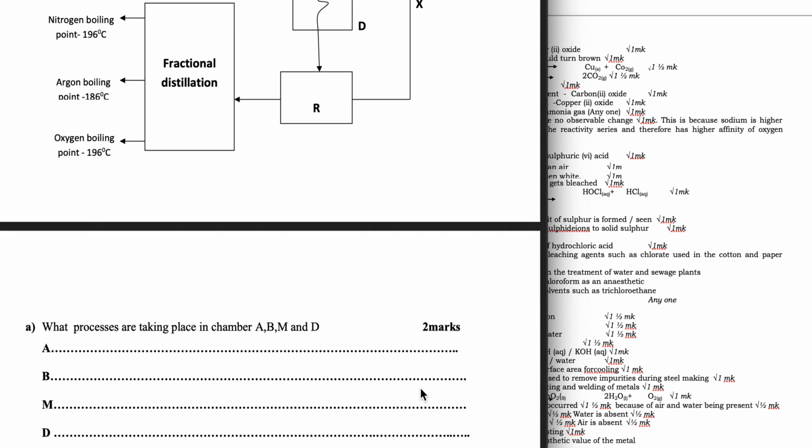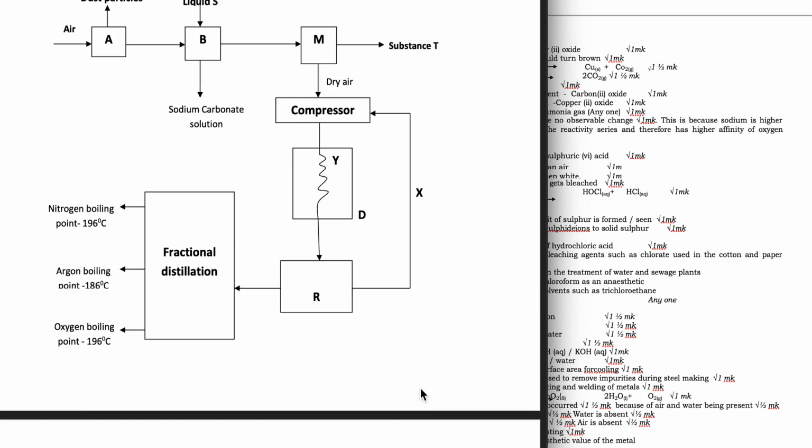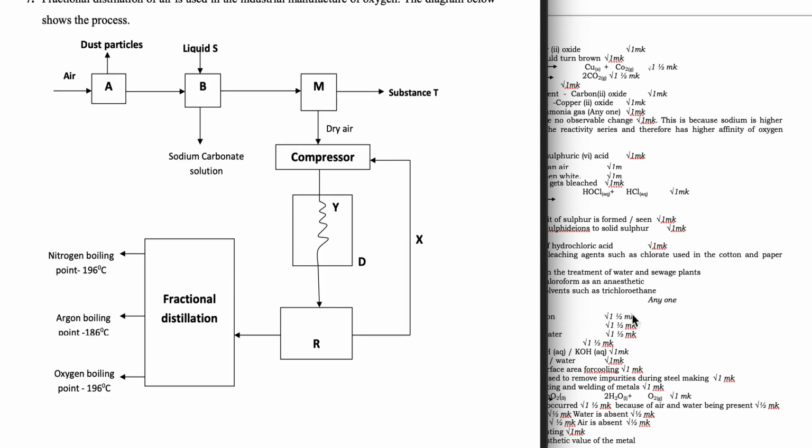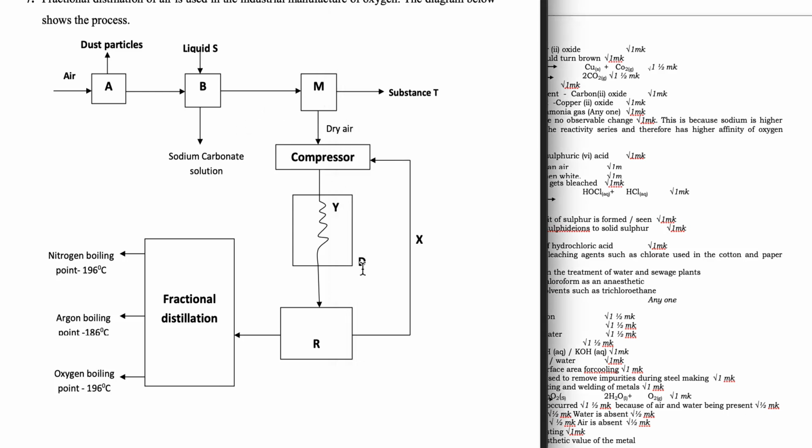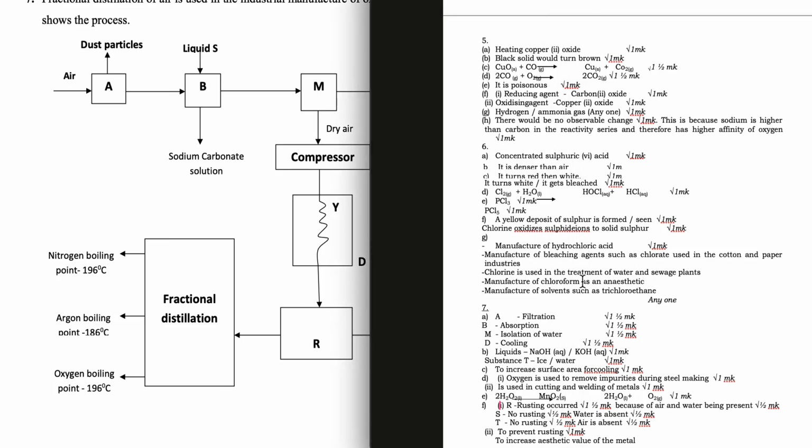What is the process that is taking place in chambers A, B, M, and D? A is filtration, B is absorption, M is isolation of water, and D is cooling.